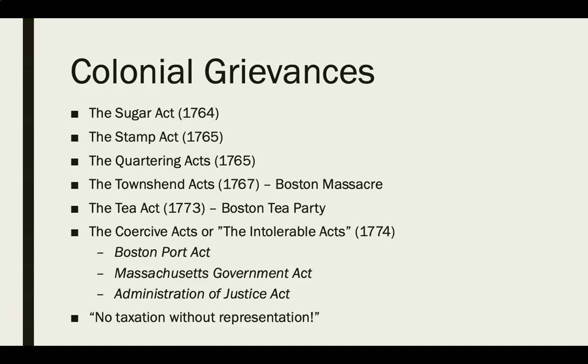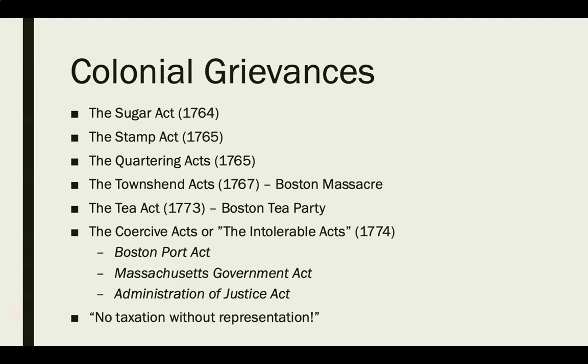So then we see it kind of kick up a notch after this with the Townshend Acts. The Townshend Acts were similar to the Sugar Act and the Stamp Act. They were just a bunch of taxes on a lot of imported goods into the colonies. And this leads to the Boston Massacre because colonists are getting upset about it, and there was a lot of miscommunication. And so a soldier in the British Army ends up firing, and 5 colonists get killed. And after this, we see the Tea Act.